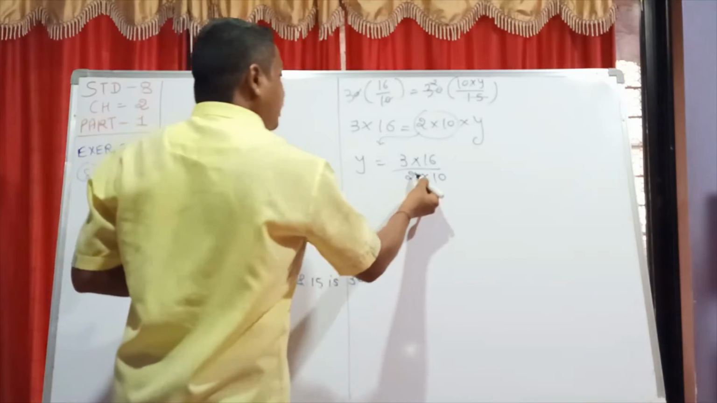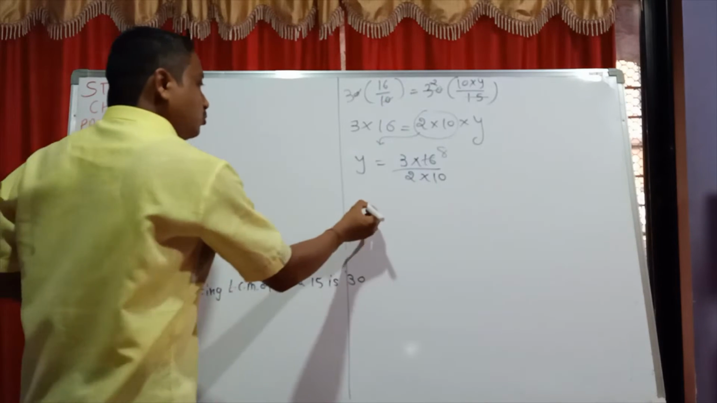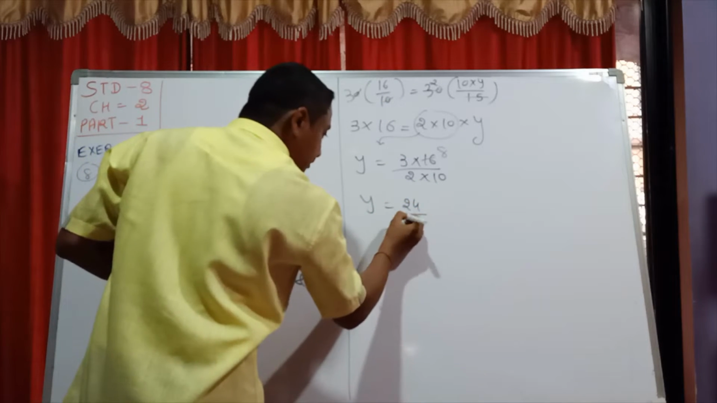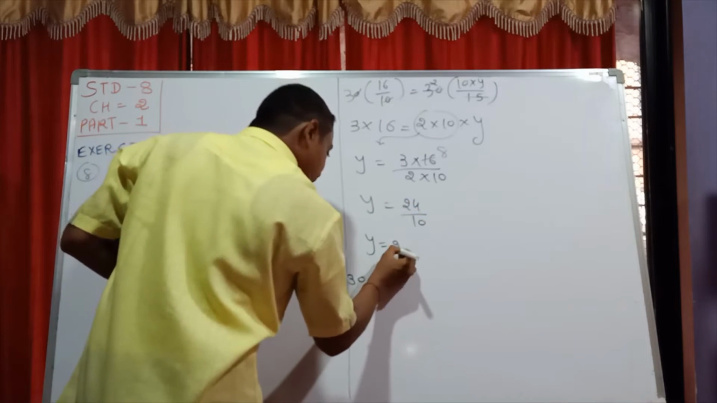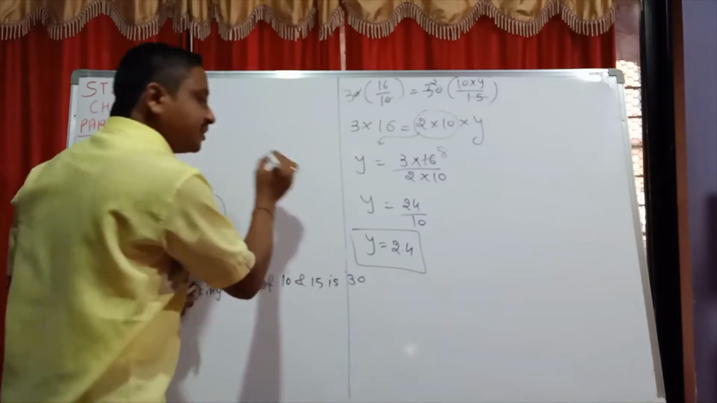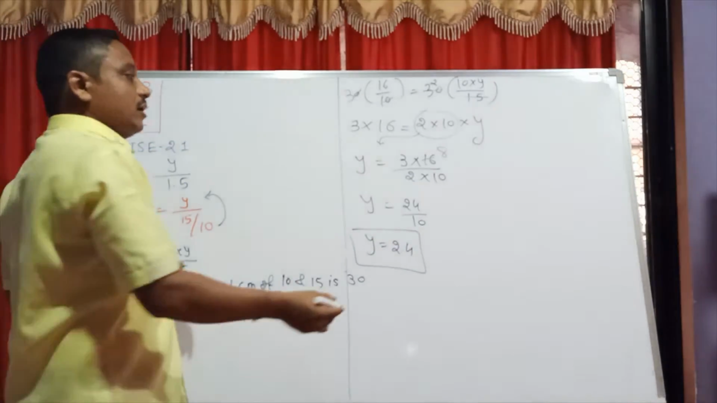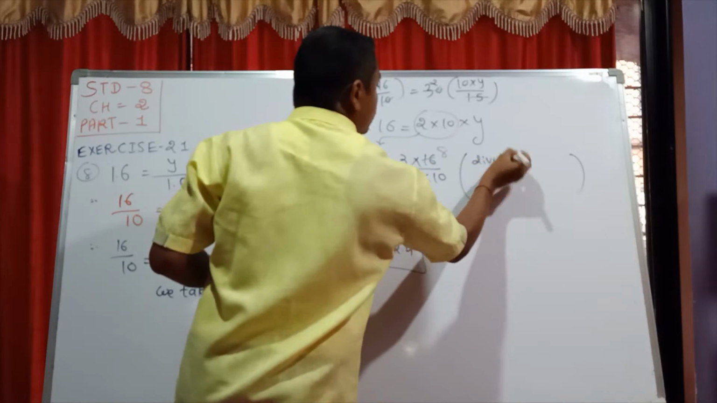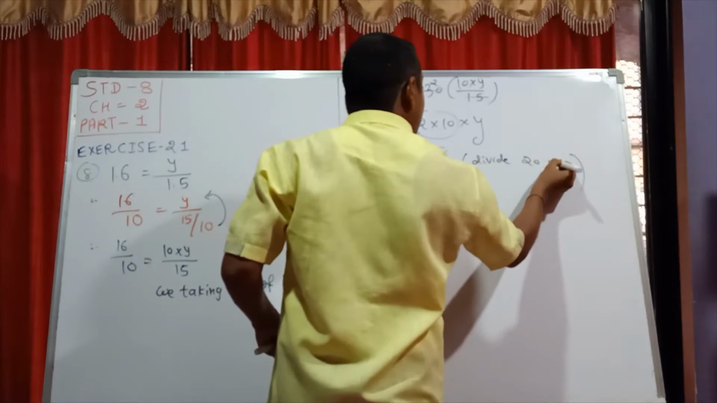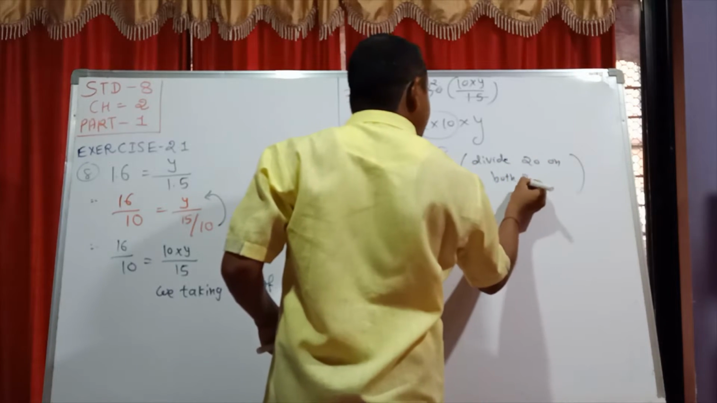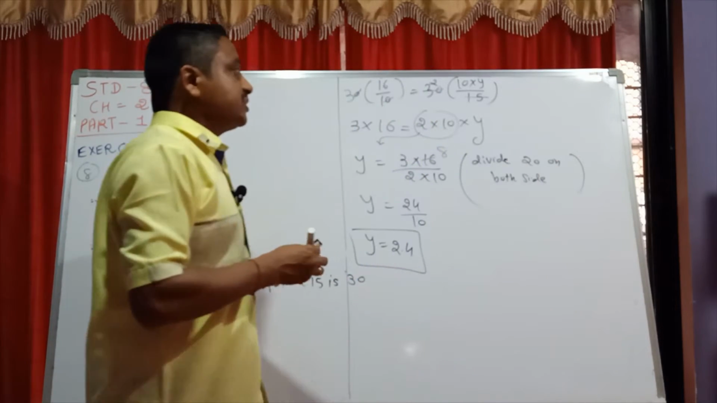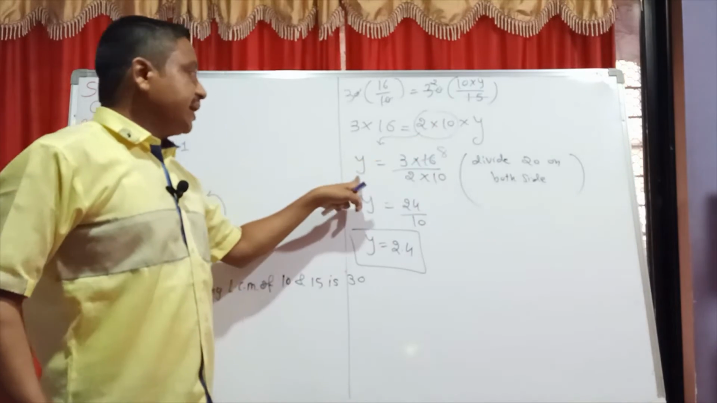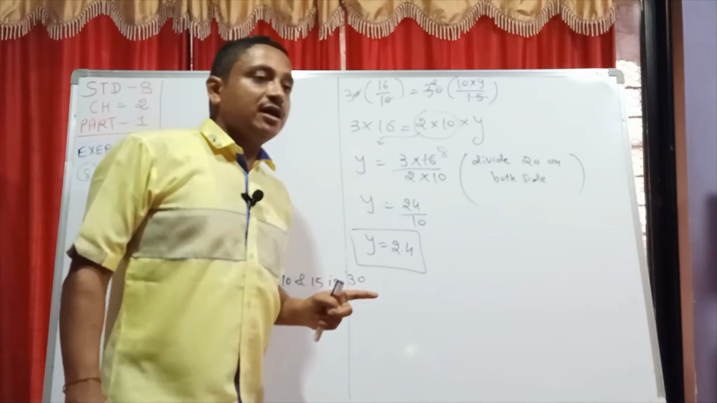Now 2 into 8, 16s are. So how much? 8 3s are 24 by 10. So y is 2.4, and that is my final answer. Here I show dividing by 20 on both sides, because 10 and 3 are here divided, because I want only and only the y value.